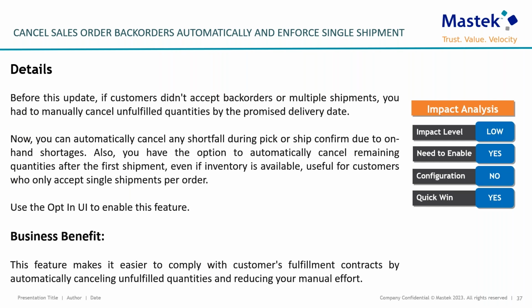Now with this feature, we can automatically cancel any quantity that cannot be fulfilled due to on-hand quantity shortage, or any other reason. To use this feature, we need to opt in through the UI. The main business benefit is that this feature makes it easier to comply with customer fulfillment contracts by automatically canceling the unfulfilled items.